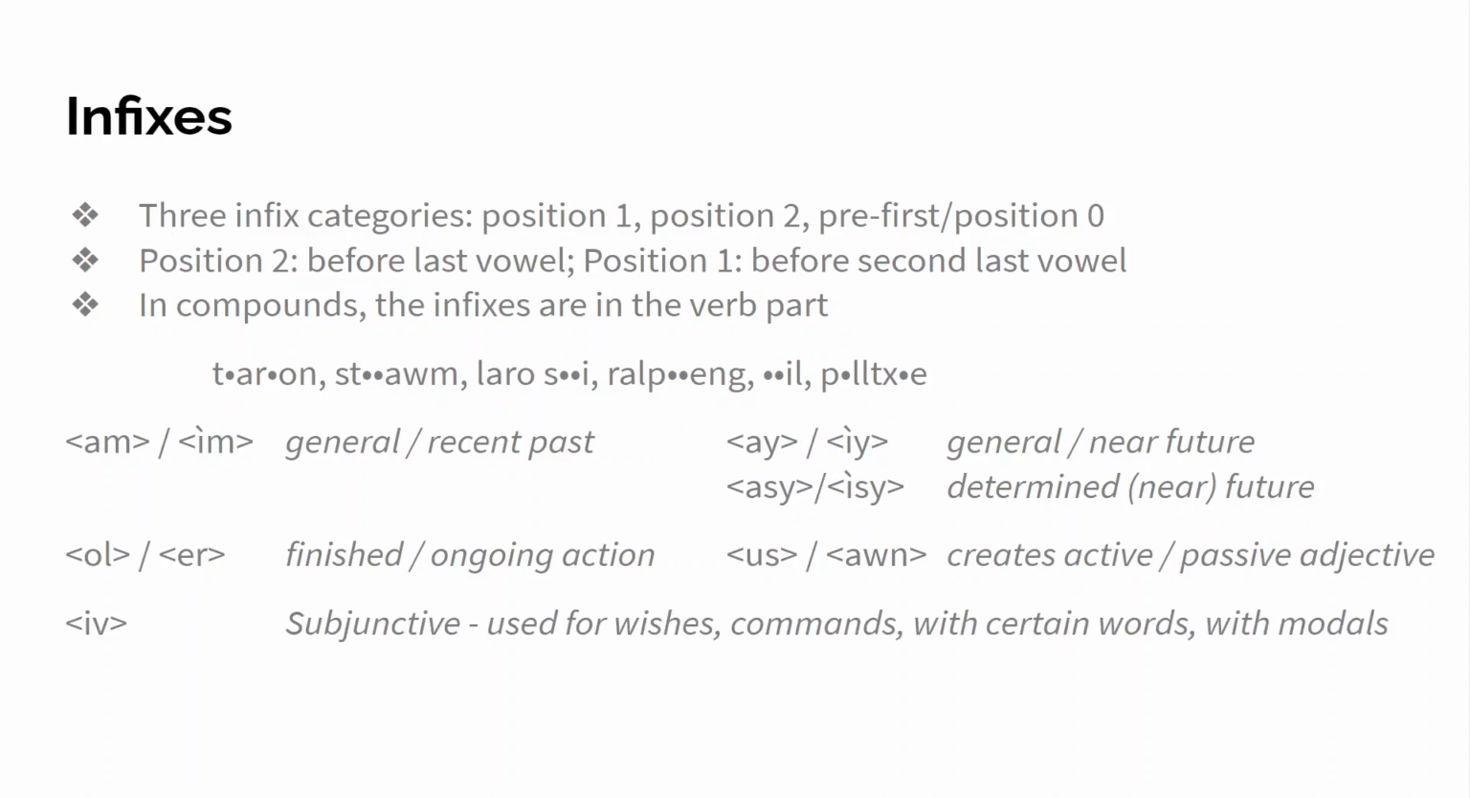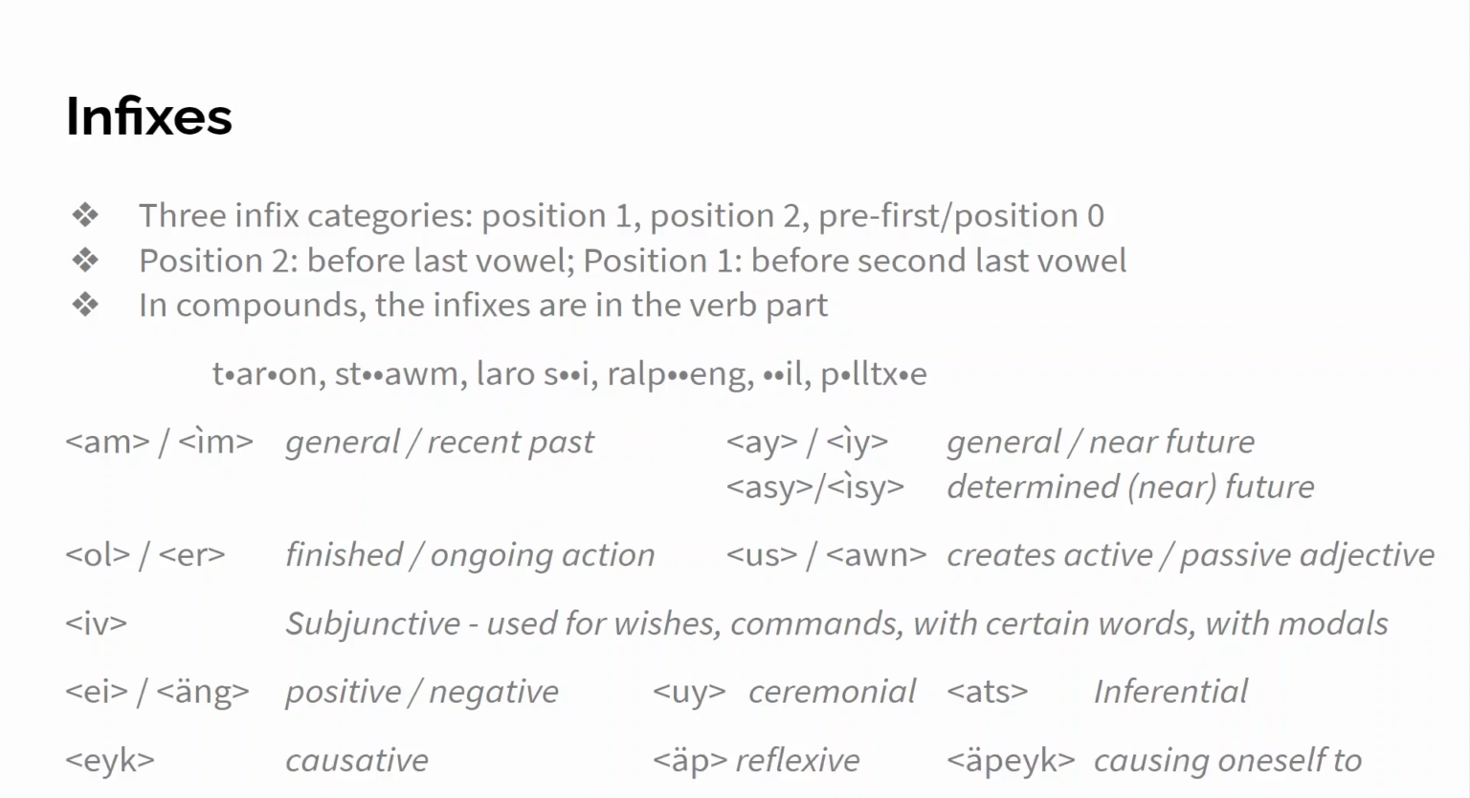We have if, the subjunctive, which is used for many different things in NatWe, for wishes, commands, with certain conjunctions or other words, and also with modal verbs. We have a and eng for the positive and negative mood. We have ui, ceremonial, and ats, inferential. We have eg, the causative, so to cause someone to do something. And we have ab, the reflexive, so to do something to yourself. So for example, to see oneself. And abeg, causing oneself to do something.